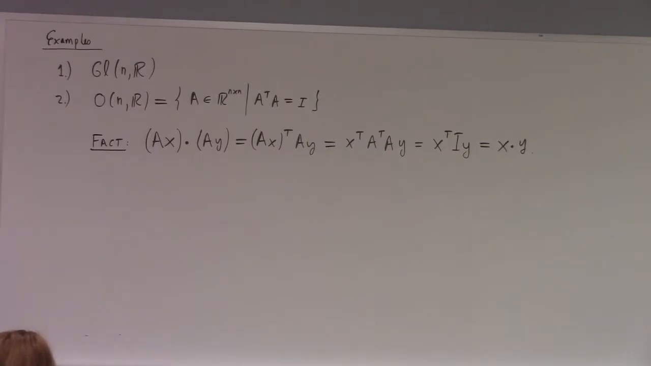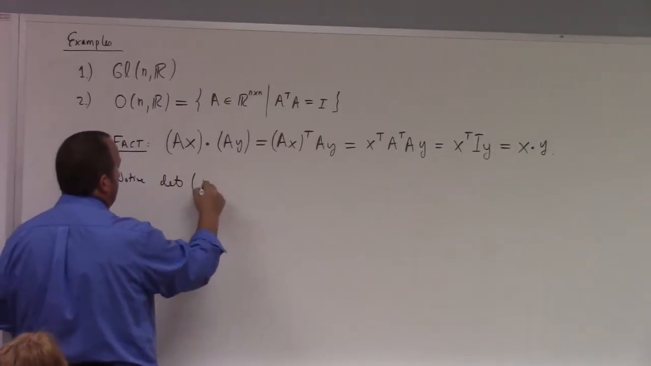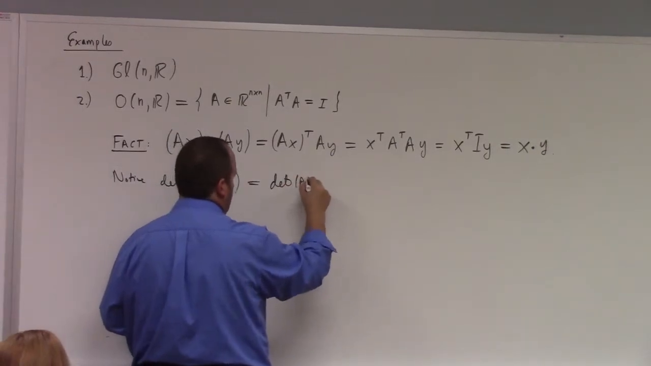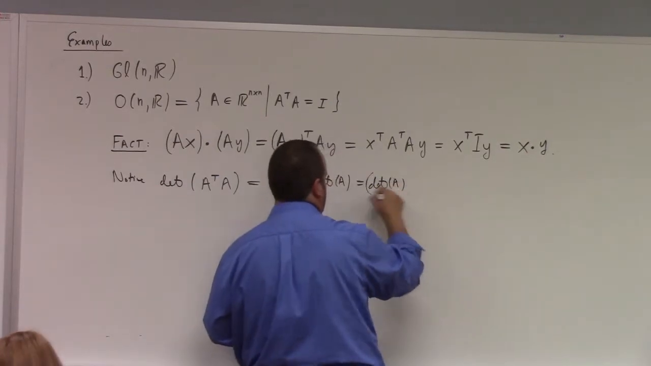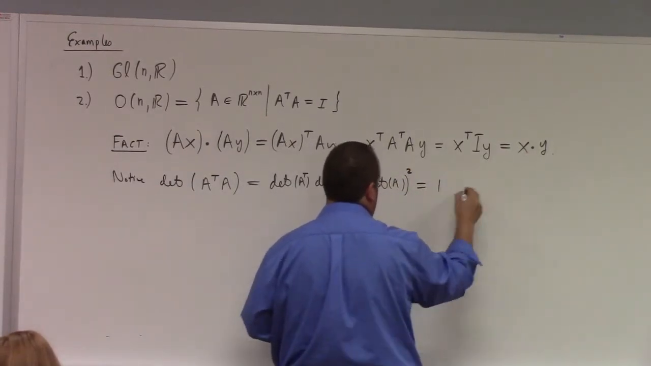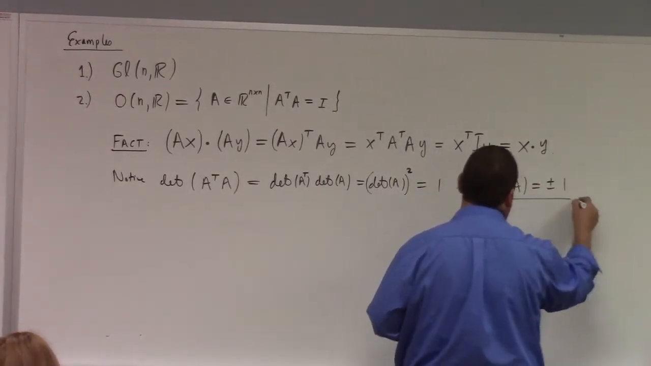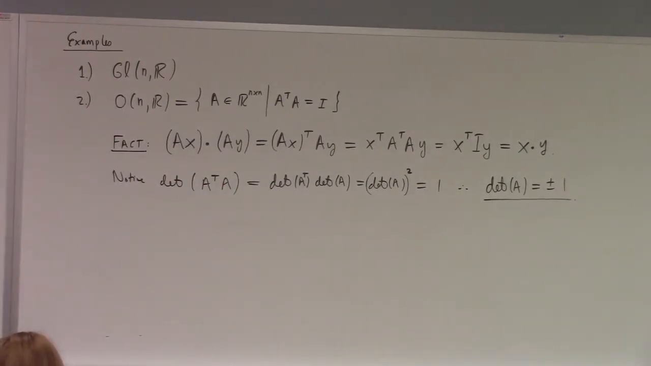So what about the determinants here? What's the determinant? We got the determinant of A transpose times the determinant of A, which is what? The determinant of A squared equals 1. So the determinant is what? Plus or minus 1, right? Aha! So this set of orthogonal matrices has two different kinds of determinants. It has either determinant 1 matrices or it has determinant minus 1 matrices, right?